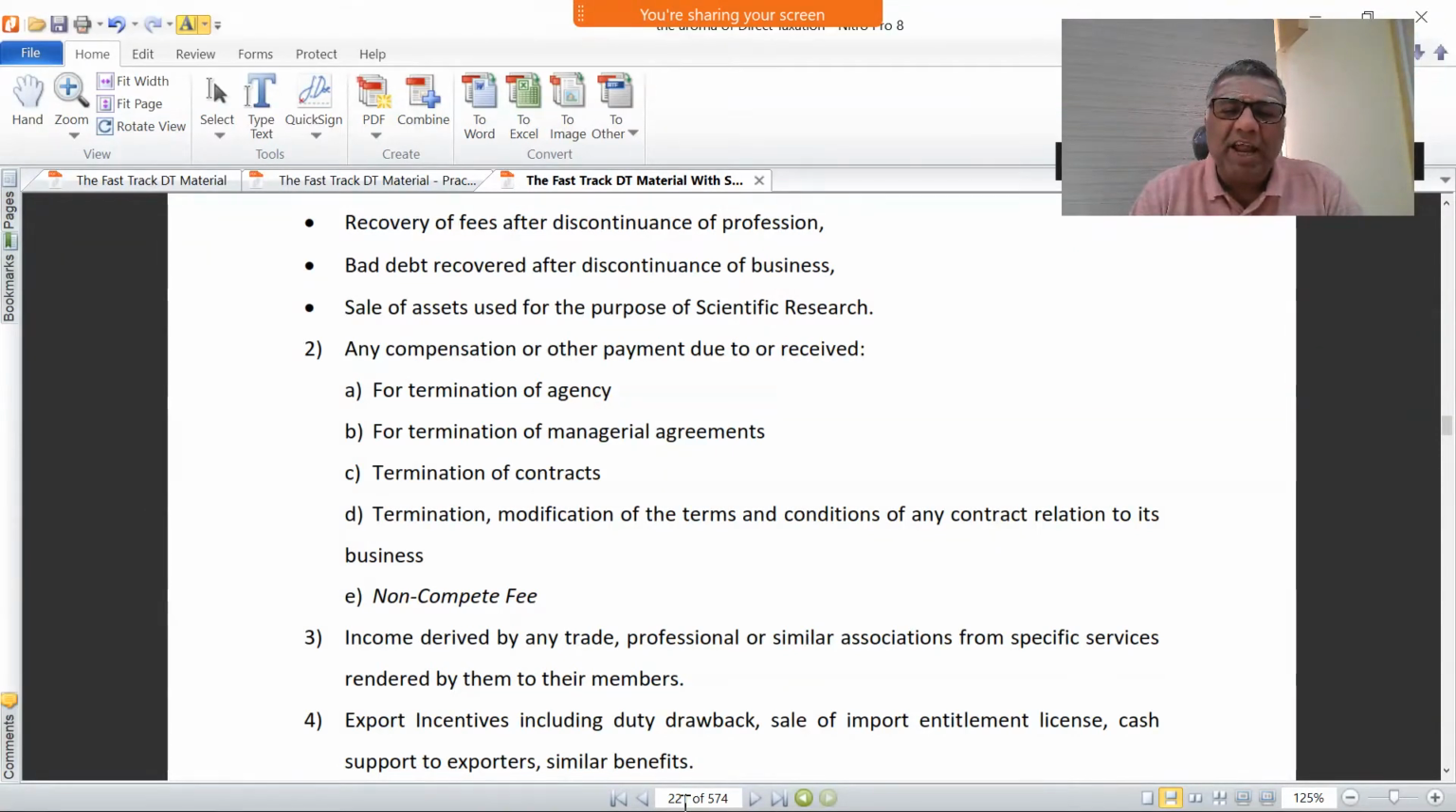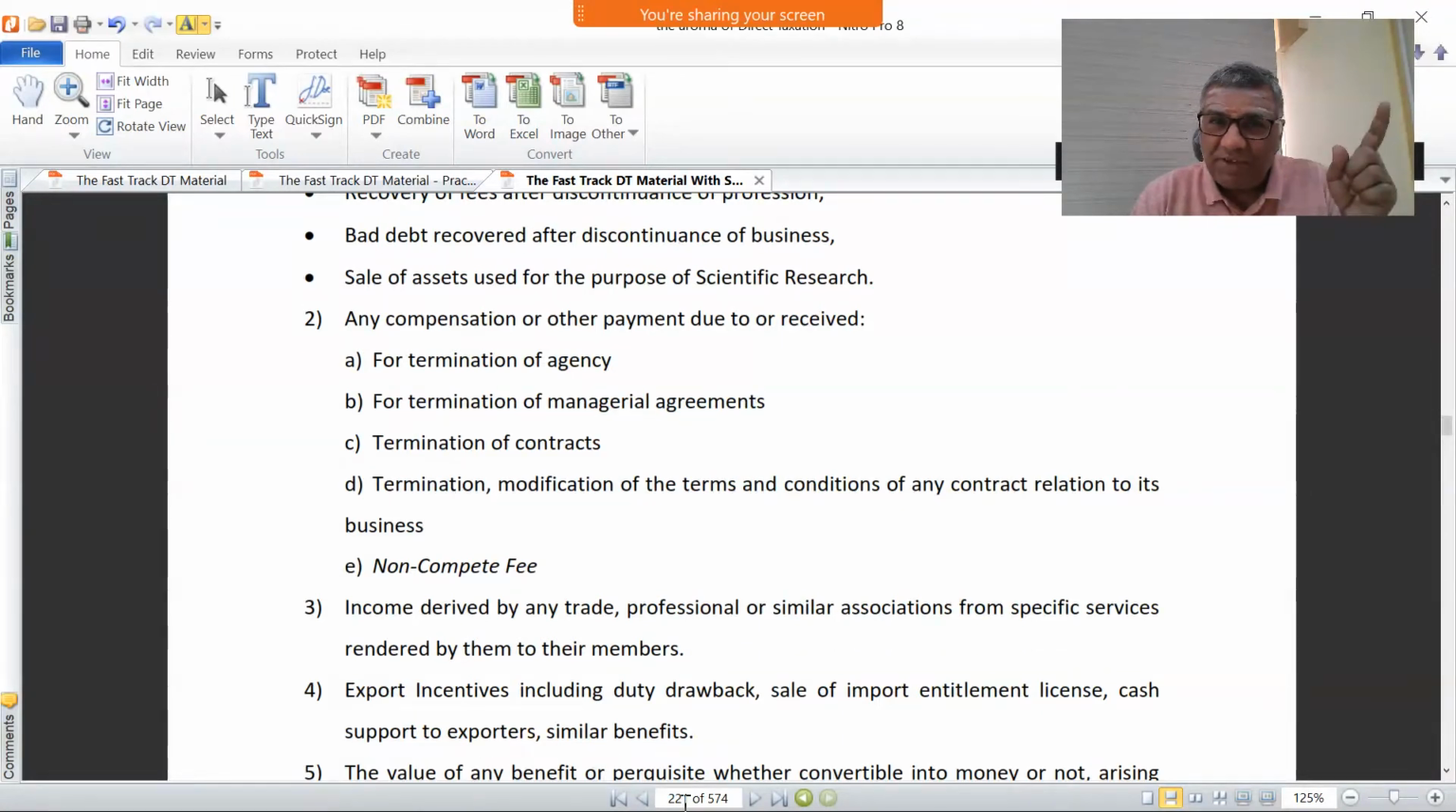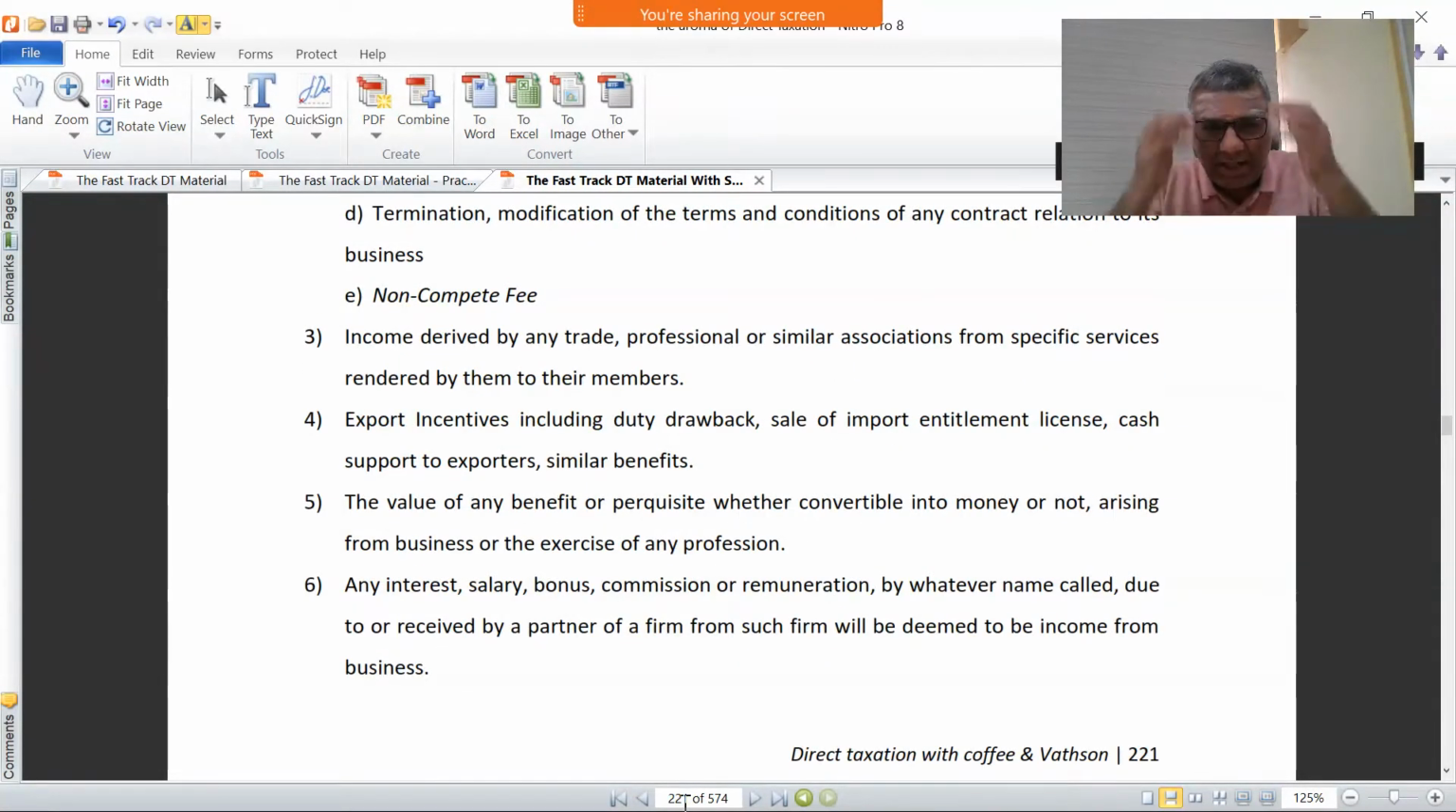Income derived by any trade, professional or similar association. Income derived by the Confederation of Indian Industries, Lorry Owners Association, any trade. Membership fees collected by ICAI. Examination fees collected by ICAI, many times from the same students like me. For you all, once, be sure. Any trade, professional or similar association, from specific services performed to their members. That only they are not doing any.